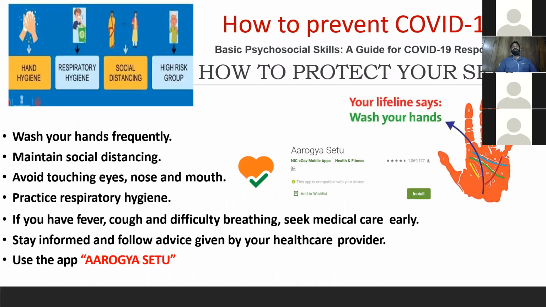And you all know that the protective measures are washing hands frequently, maintaining social distancing, avoiding touching eyes and nose frequently, practicing respiratory hygiene, and exercise. And as we all know, the use of the Arogya Setu app recommended by the government also gives a lot of information on whether you are really safe on that particular day.